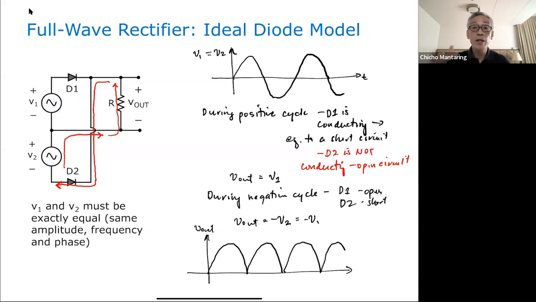Because now you are not cutting off the bottom part. Instead, you are inverting the bottom part and making it positive. So positive you pass as is, the negative you invert first and then you pass. So ito yung nagiging output natin. Are there any questions? Okay, so clear so far.